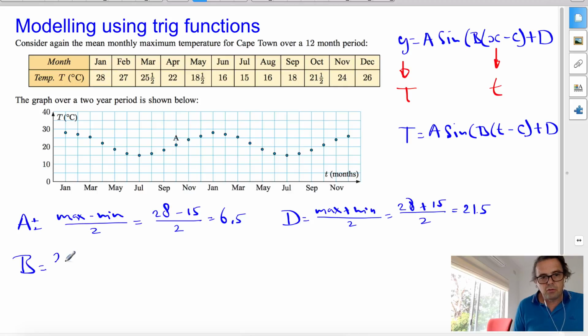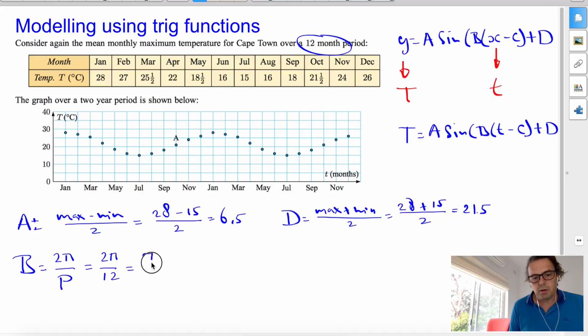because B is 2 pi. You know, we're always working in radians with this modeling business, so it's 2 pi over the period of the data. Now what's the period of the data? Well, what we have here are 12 months, a 12-month period. After the 12-month period, the data sort of repeats itself, or that's what we assume at least. So it starts over again after 12 months. So the period is 12. It's going to be 2 pi over 12, which is pi over 6.